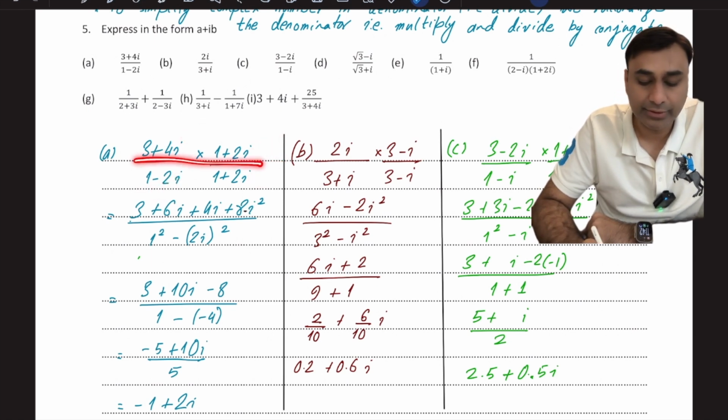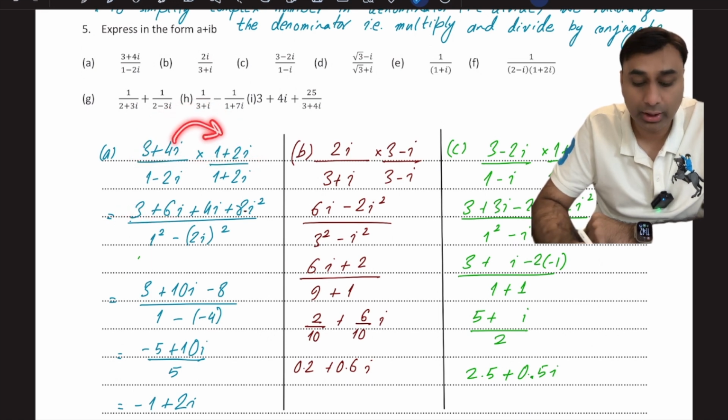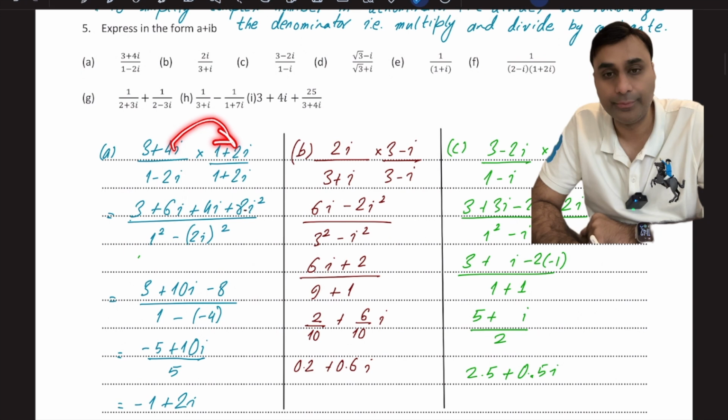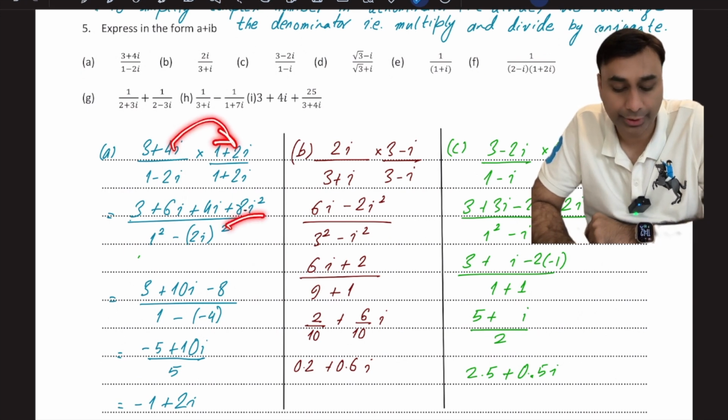So the numerator will simplify together. 3 times 1 will become 3. 3 times 2 iota will become 6 iota. 4 iota times 1 becomes 4 iota. And 4 iota times 2 iota becomes 8 iota square.